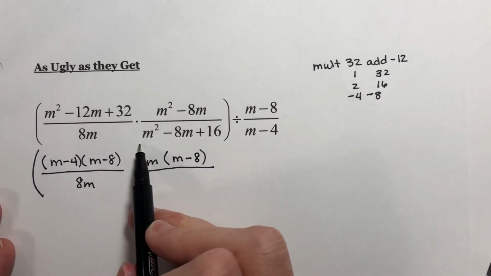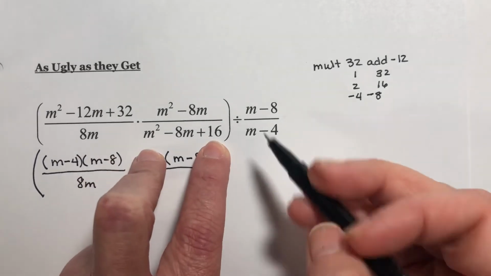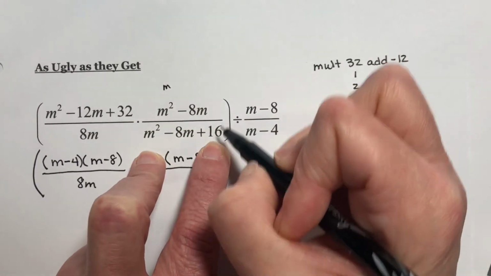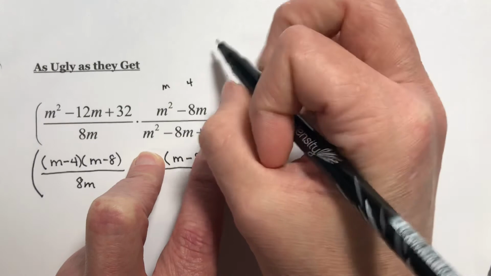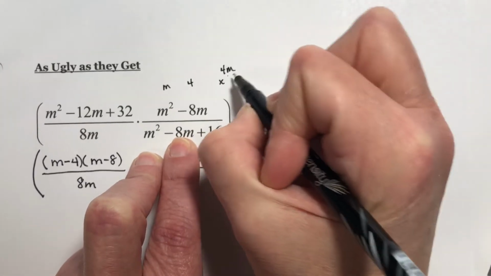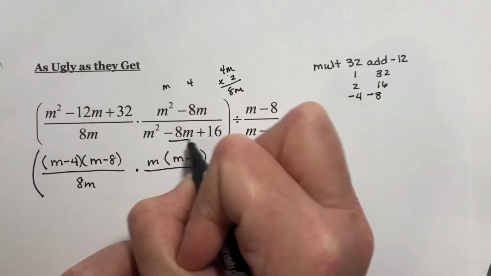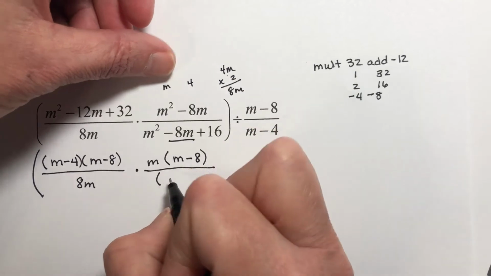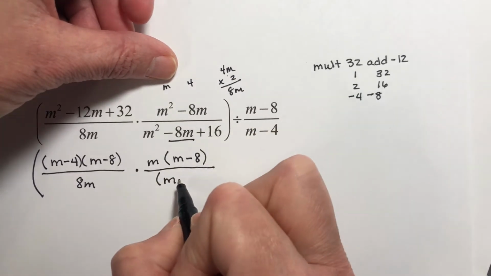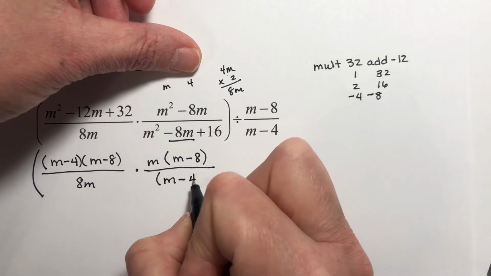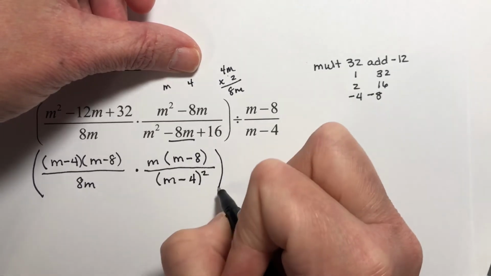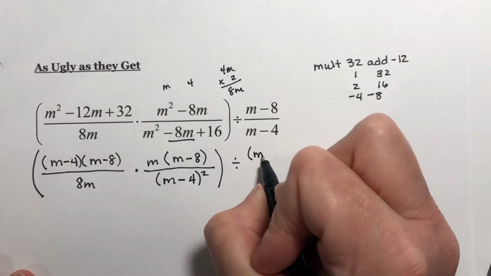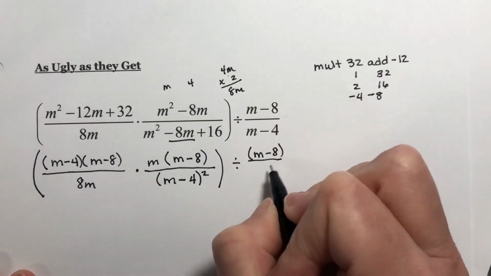There's no GCF. I have 3 terms. I do have squares on the ends. 16 is a perfect square. The square root of m squared is m. The square root of 16 is 4. If we multiply these together, we get 4m. If we double that, we get 8m, which is exactly what we have right here. So this is a perfect square trinomial. This factors as m minus 4 squared. And this is divided by, I'm going to go ahead and put these in parentheses, but they're just going to follow us down for a little while.